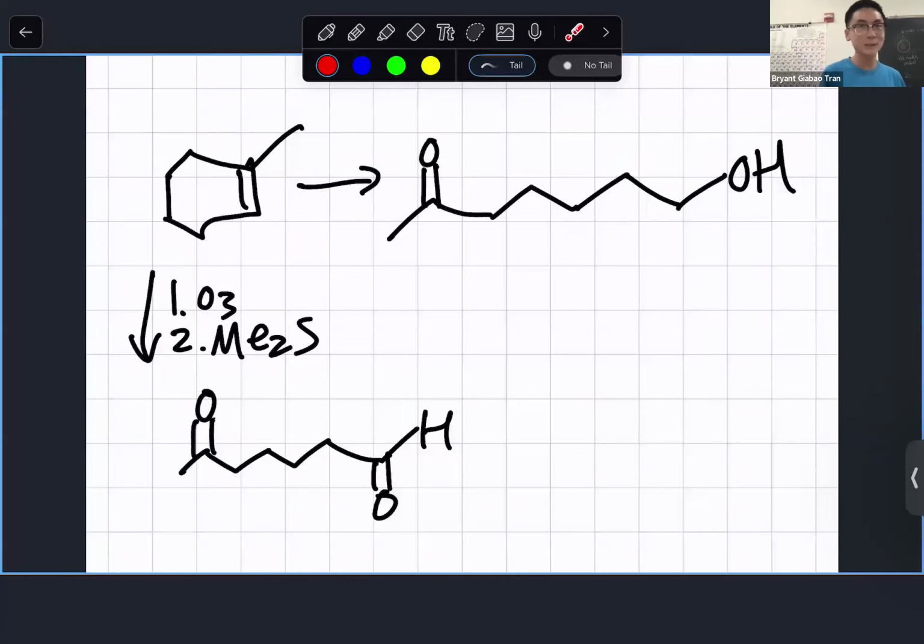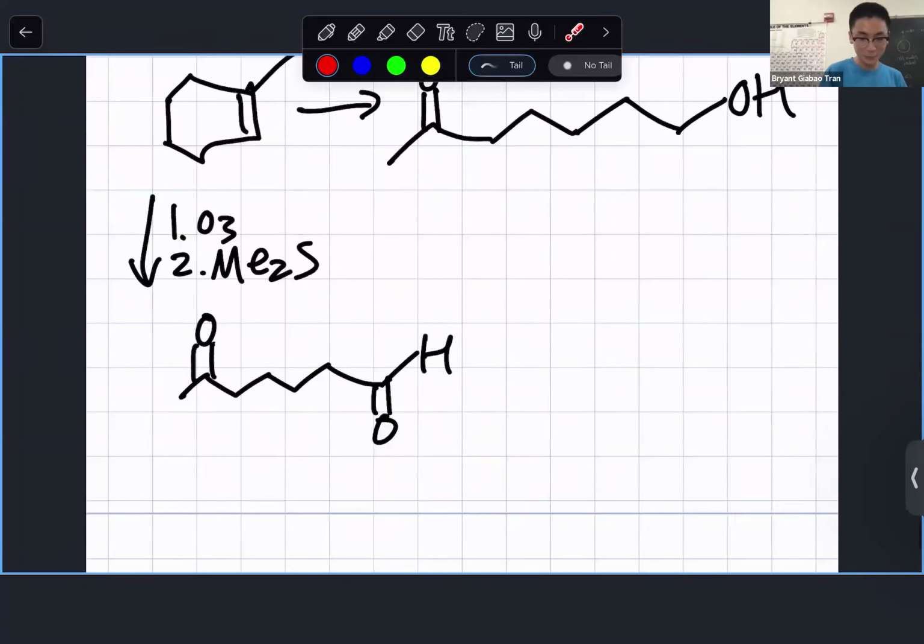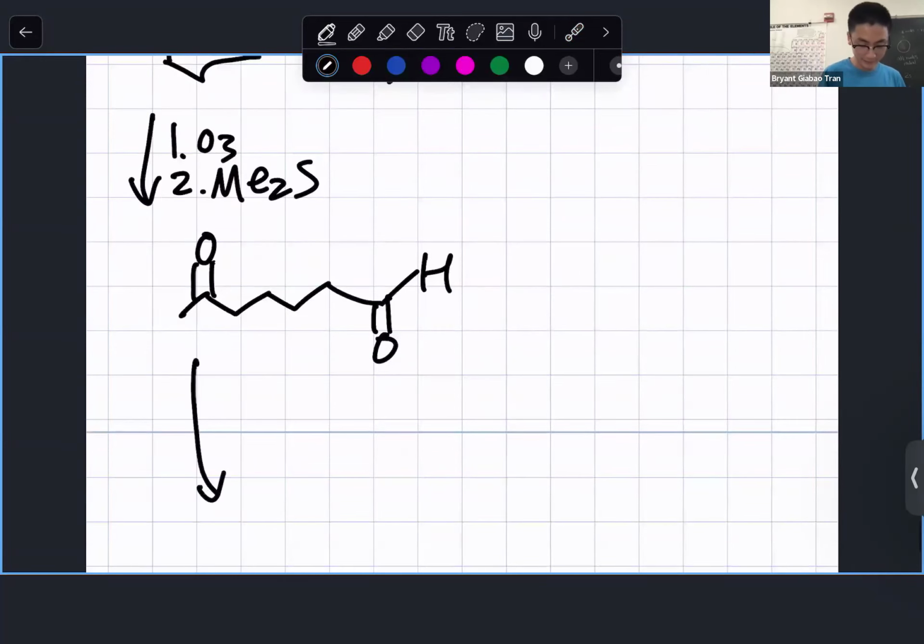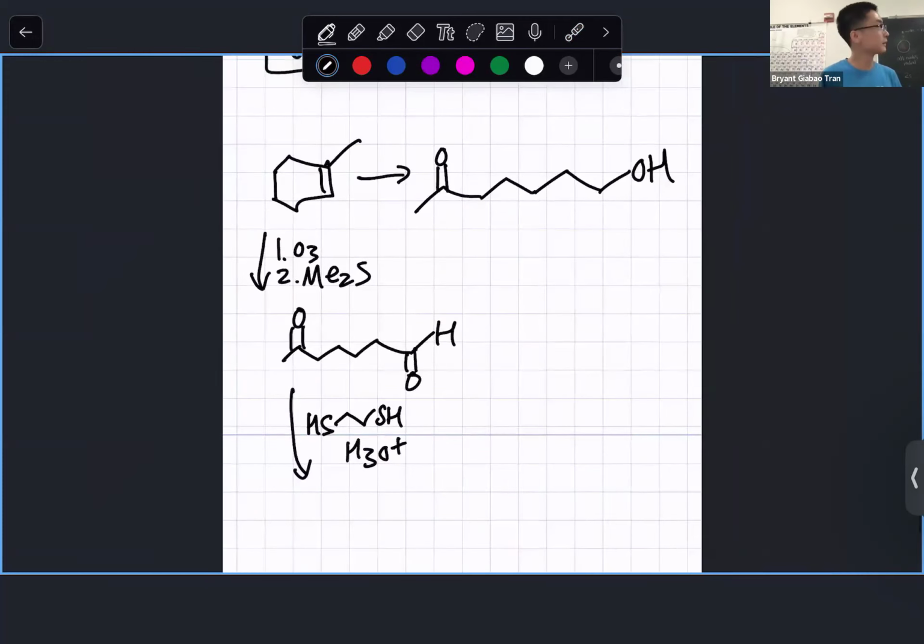But we can't just use one protecting group because what did we say was a better electrophile? A ketone or an aldehyde? Aldehyde. So let's say we use the thiol protecting group first, right? With H3O plus, it's gonna go for the more electrophilic functional group, which is the aldehyde. Right? And now from here, we could protect that ketone carbonyl using the other protecting group, the diol.